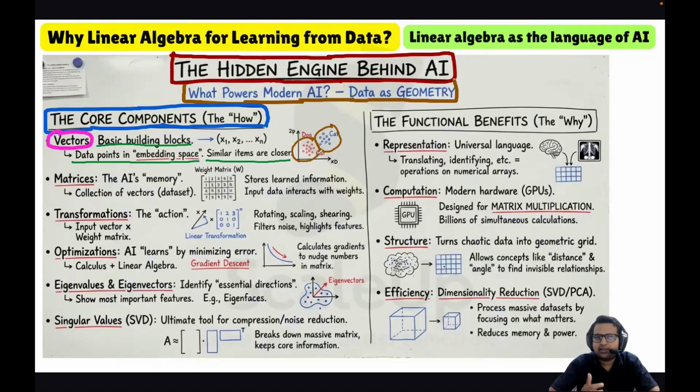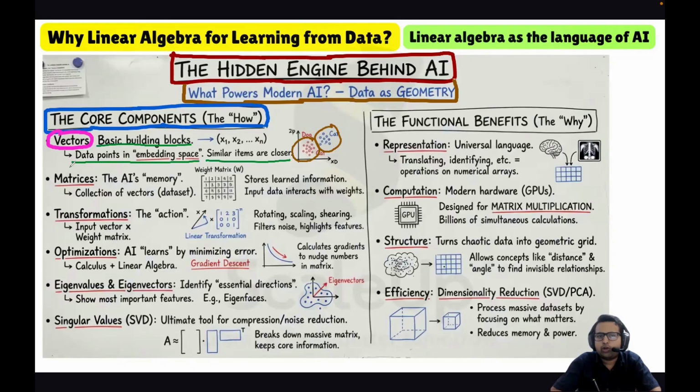And hence, this is a very powerful concept which enables us to find patterns. We already saw that linear algebra is the framework to represent data as geometry, and now we are getting a feel of it. Because if we represent the data as vectors, by default, similar items will be mathematically closer to each other. So we are treating data as geometry.